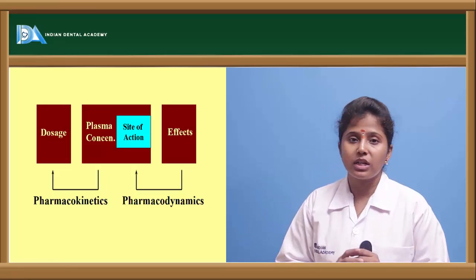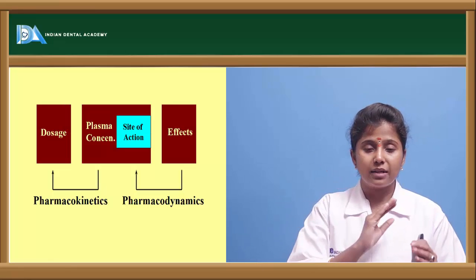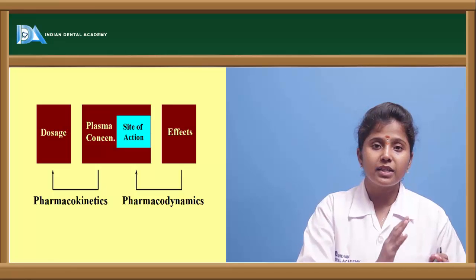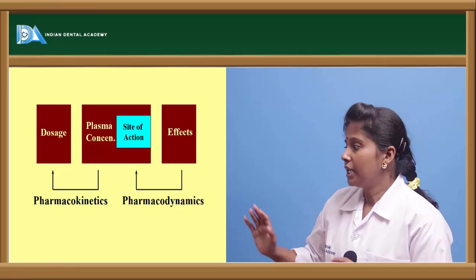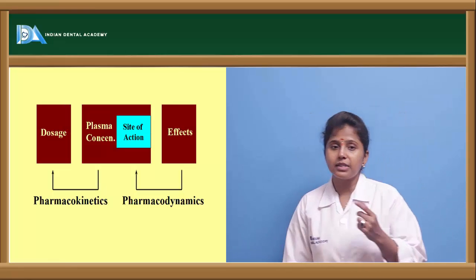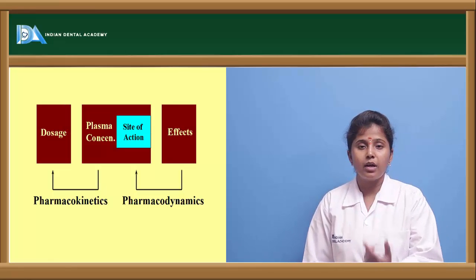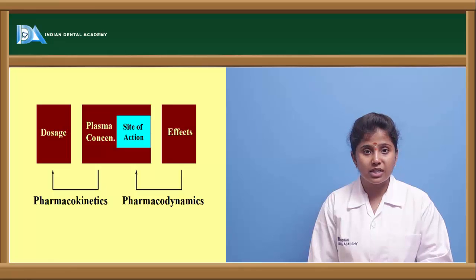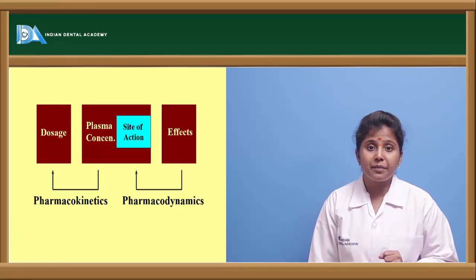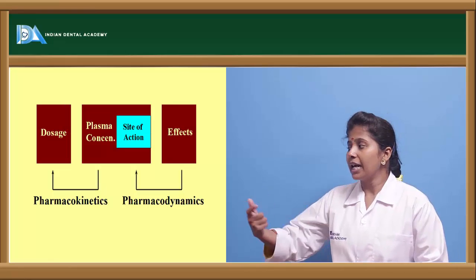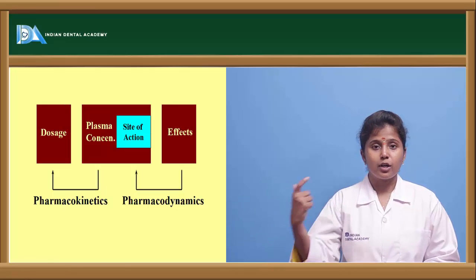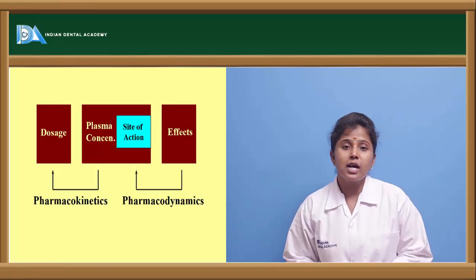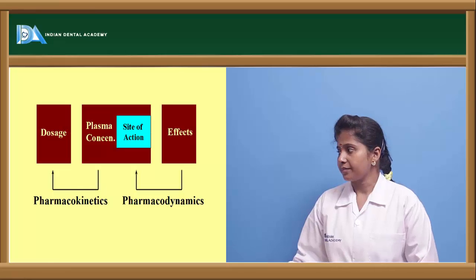That part is called pharmacokinetics. Pharmacokinetics is the process by which the drug is released and reaches the systemic circulation. Once the drug is released into the blood, it has to bind to some site, either a receptor or an enzyme, and thereby exert its effect. This process is called the pharmacodynamic process.